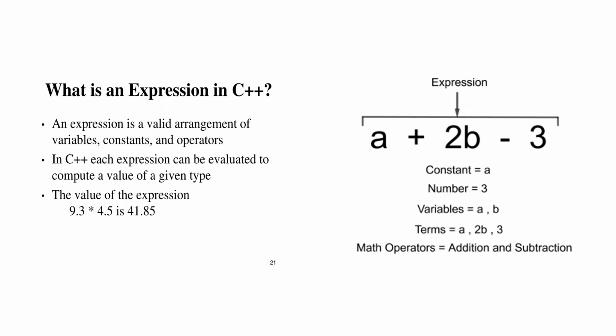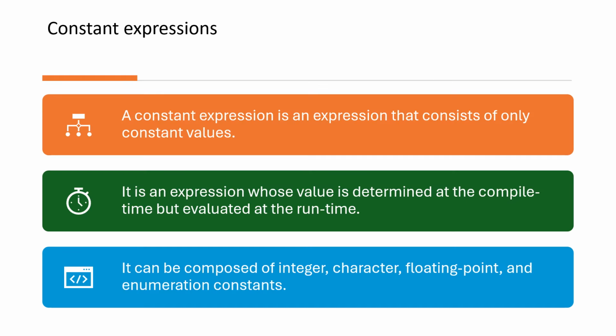So in C++, each expression can be evaluated to compute values and type. So we can see the types of the expression one by one. First one, constant expression. What is a constant? It is the constant values that do not change. So by using the constant values, we are going to write the expressions.